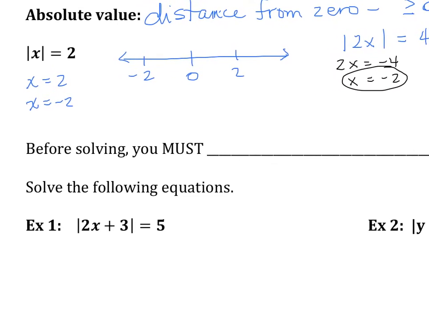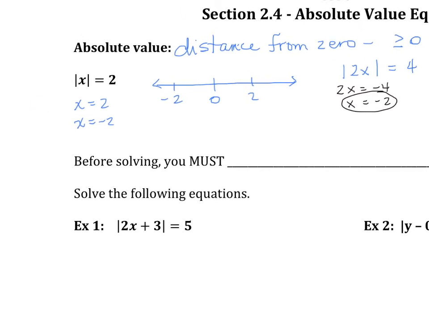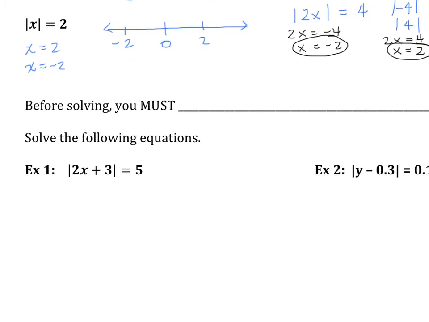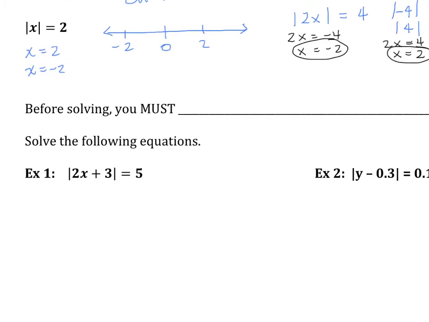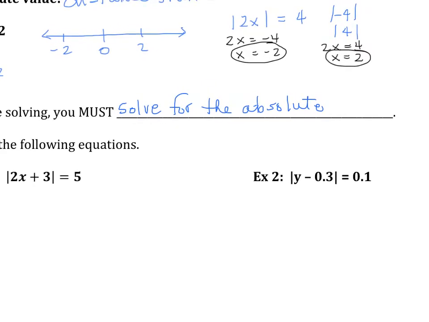Now, some of your problems will have additional things multiplied to the outside of your absolute value or added to your absolute value. So before you solve, you must solve for the absolute value. You're going to treat it like its own variable. So you're going to solve for the absolute value. And we're going to have an example of that in just a second.